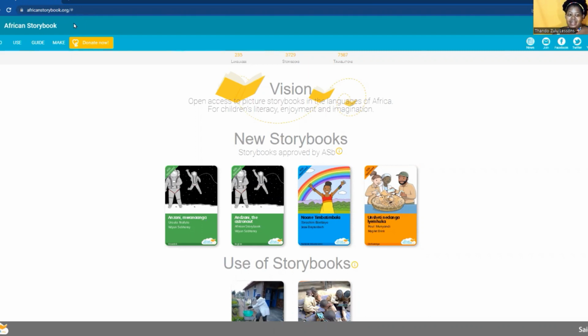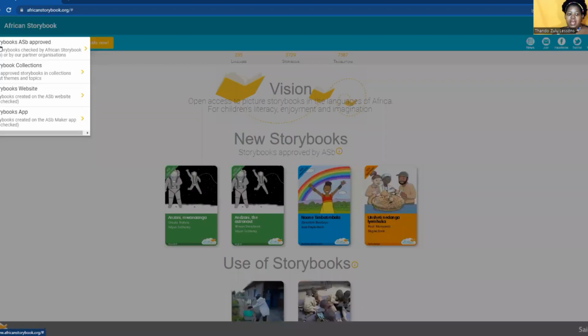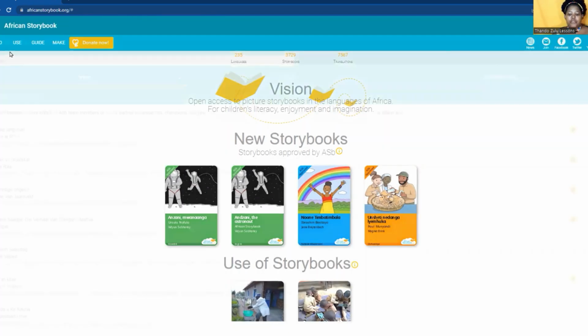As you might see here, this website is called African Storybook, one word, no spaces in between. AfricanStorybook.org, as in .org. Now you go to read and then only click where it says Storybooks ASB approved. Do not click on the others below because some of them aren't really grammatically correct, or the translations are just not fine-tuned as yet. So click on that very first one.